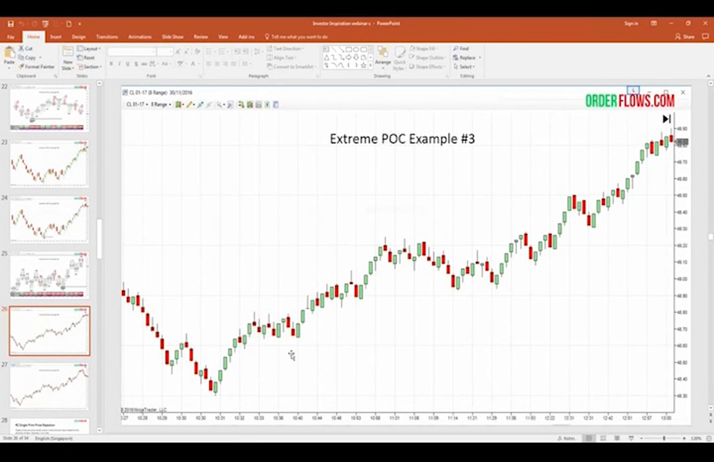If you're looking at a normal bar chart, you can't make heads or tails of this. This is the area right in here. You just hit the low, went up here, you went sideways. Are you going to go down? Or are you going to keep going up? On this bar chart, honestly, you can't make heads or tails out of it.